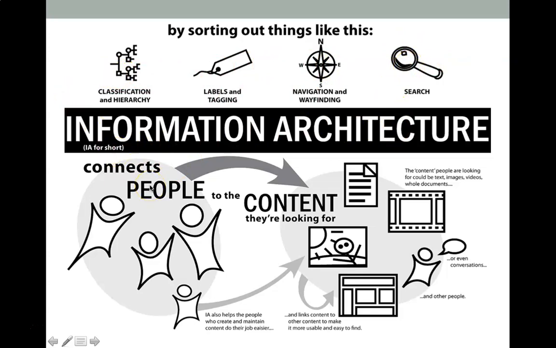It connects people to the content they're looking for, and I like that description, because it's pretty all-encompassing. Good information architecture helps connect people to the content they're looking for. Information architecture also helps the people who create and maintain content to do their job more easily, and it does. Good architecture means that you can update and upload and do things quickly. So from your point of view, those of you who are going to be practicing in it, it's good for you as well as the user. It links content to other content and makes the content people are looking for more usable, etc. So let's look at that in a little bit more detail.